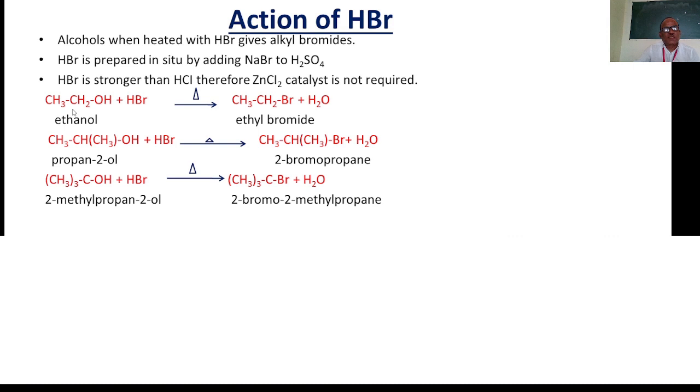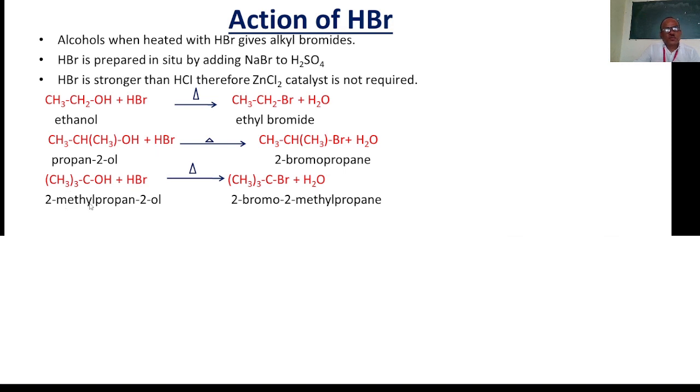So consider this first example, ethanol. Ethanol reacts with HBr. On heating it gives ethyl bromide, CH3CH2Br, plus H2O. For a secondary alcohol, take the example of propan-2-ol, CH3CH(OH)CH3, plus HBr. This gives CH3CHBrCH3, which is 2-bromopropane, plus H2O.